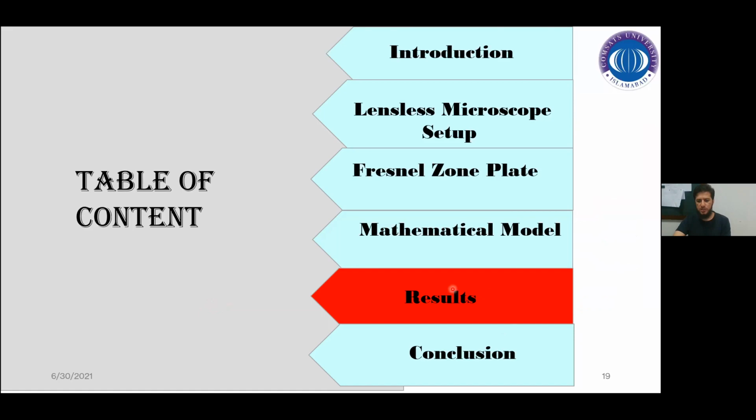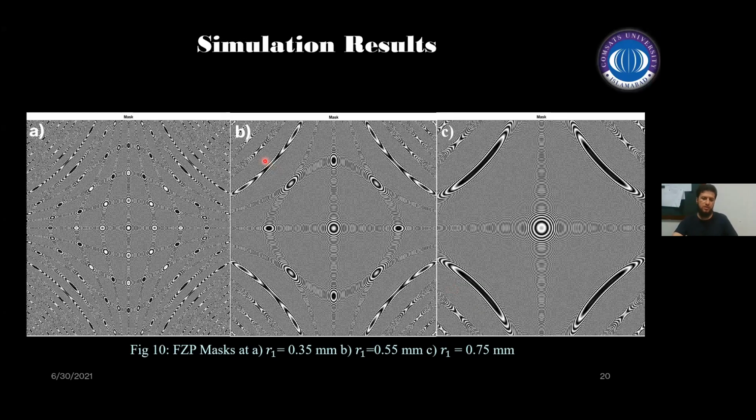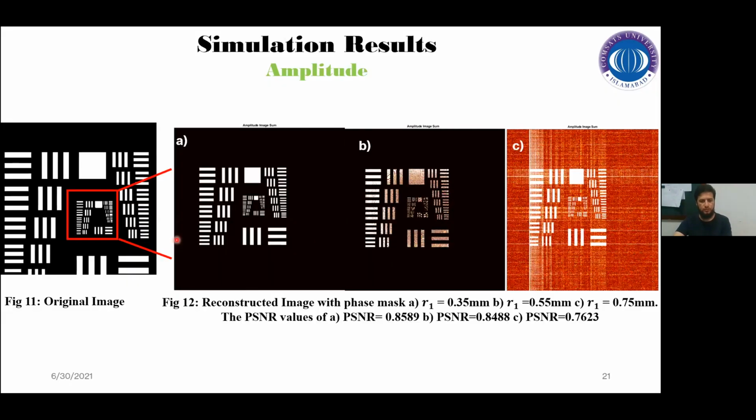Now let's discuss the results. Here in the simulation results, we construct different Fresnel zone plates. The first is R1 0.35 millimeter, the second one is R1 0.55 millimeter, and the third one is 0.75 millimeter. Here we can construct the simulation. First, the amplitude.